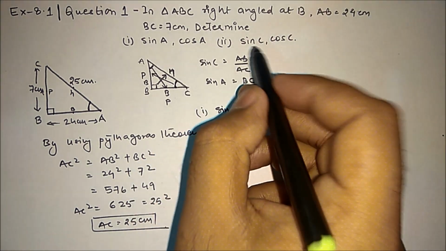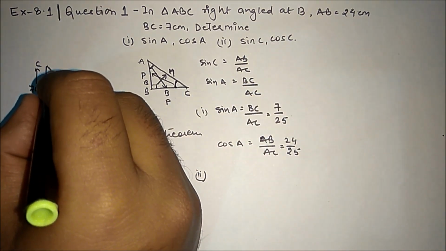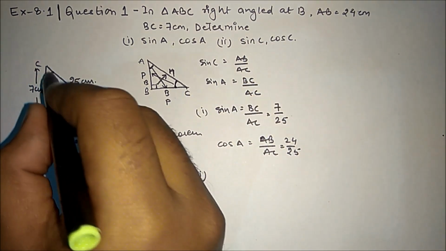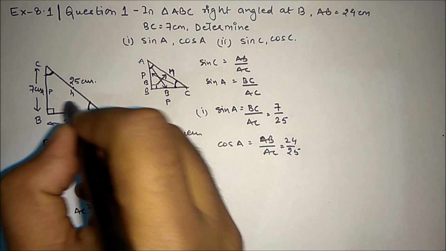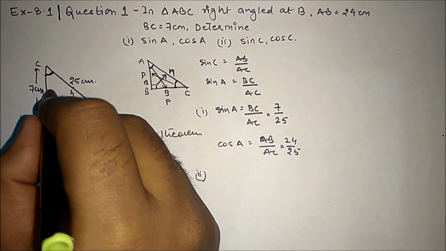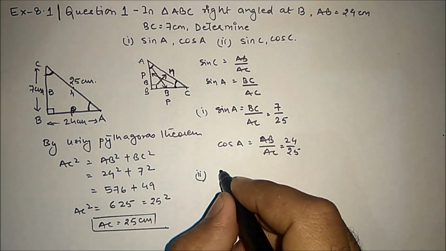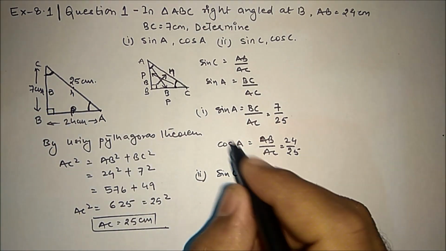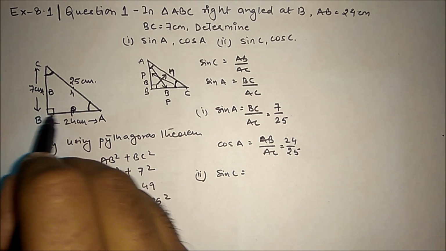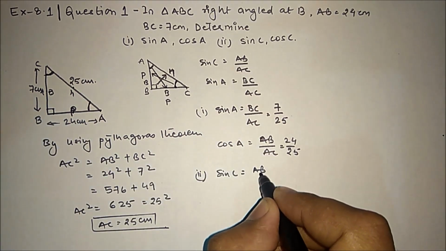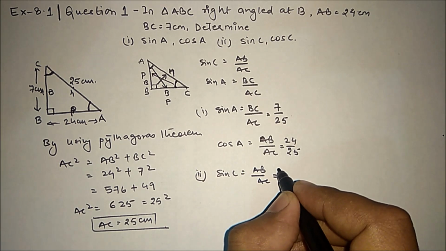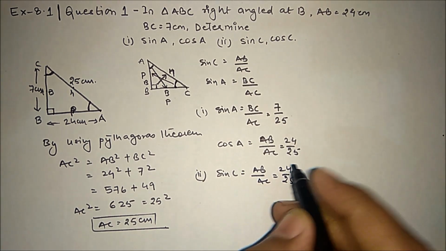Second part is for sine C and cos C. So when we see for angle C, opposite to this is perpendicular. Now this will become perpendicular. Opposite to 90 degrees is hypotenuse. And the third one is base. Now this will become perpendicular, base and hypotenuse. Then sine C is perpendicular upon hypotenuse. Perpendicular is now AB upon AC, that is 24/25.